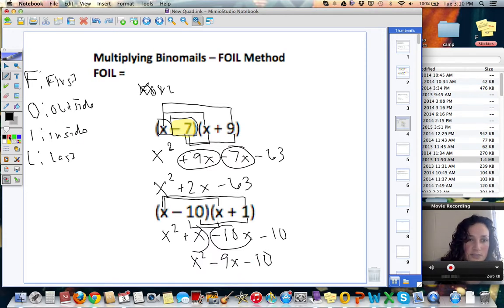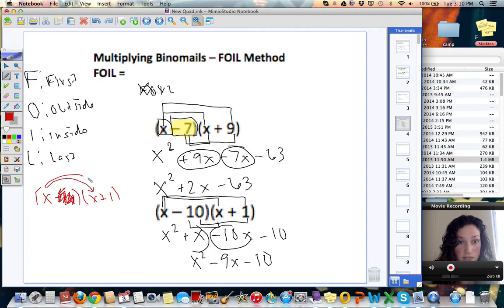If I was doing this as my cover-up method, I'm going to write x minus 10 times x plus 1. I would pretend that this isn't even here, and I would distribute this x. So x times x is x squared. X times 1 is x. And then I would switch, so I had x minus 10. I just did this one. I'll cover this up and distribute my negative 10. So negative 10 times x is negative 10x. Negative 10 times 1 is negative 10.